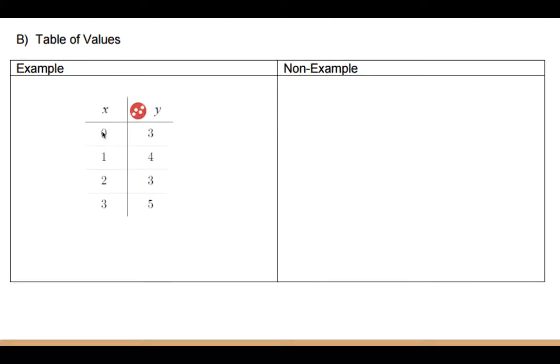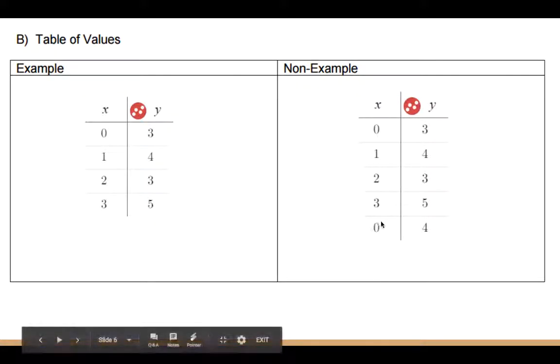Regular table of values, you've got x values here. A non-example, you might have the same x value show up twice for two different values. So 0.3, 0.4, that makes it not a function, because there's the same input twice for a different output.